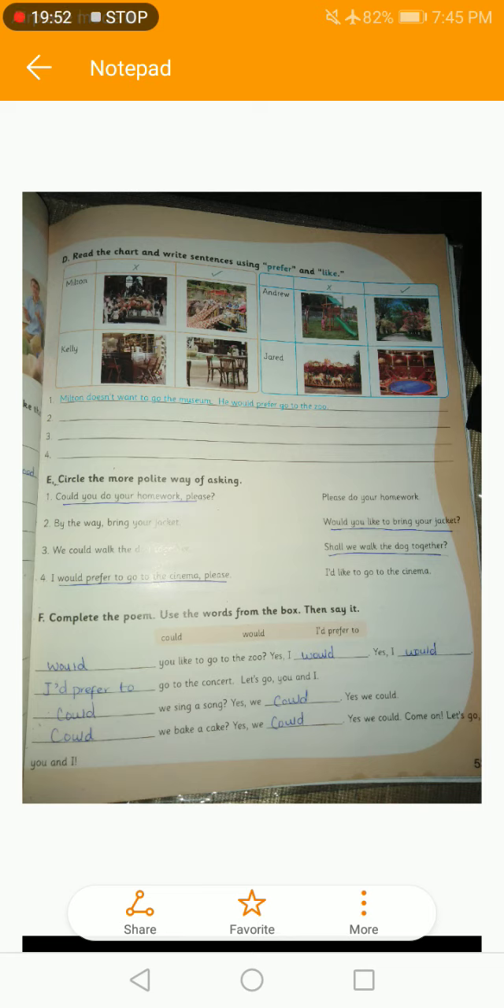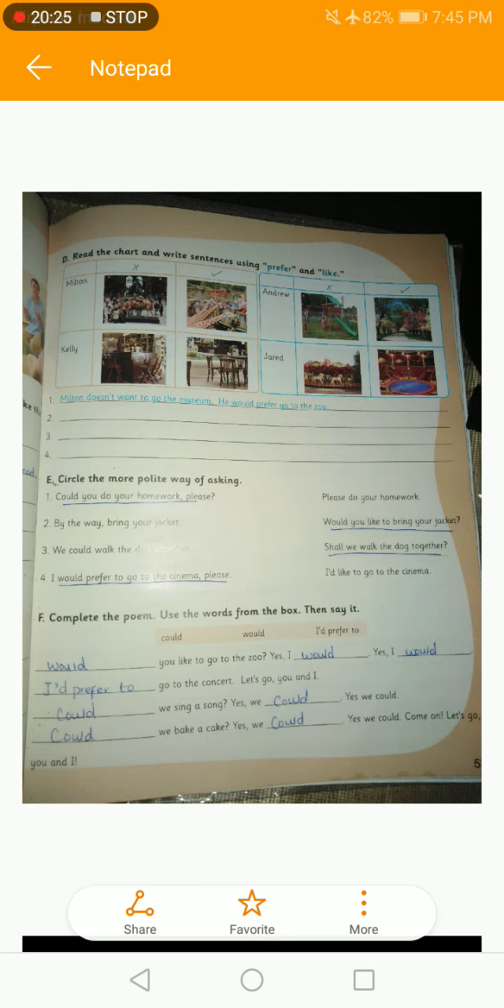Then look at the second one. I would prefer to go to the concert. Let's go, you and I. So you have to write I would prefer to in the second blank. Then the third one, dash we sing a song? Yes, we dash. So it is could we sing a song? Yes, we could. So you have to write could in the third blank.